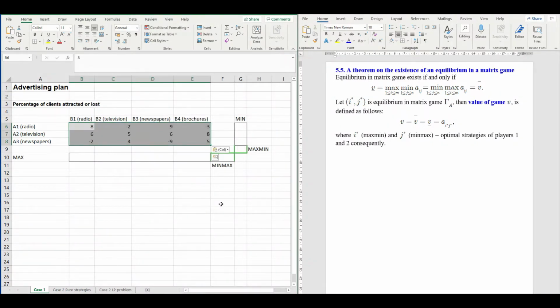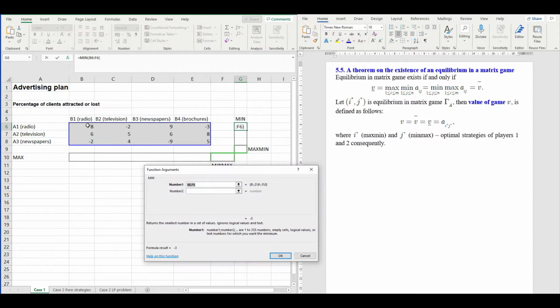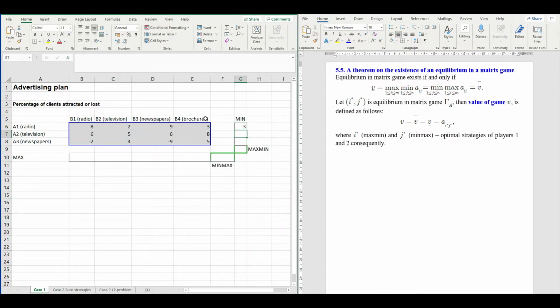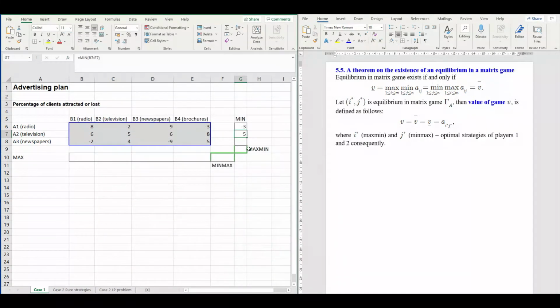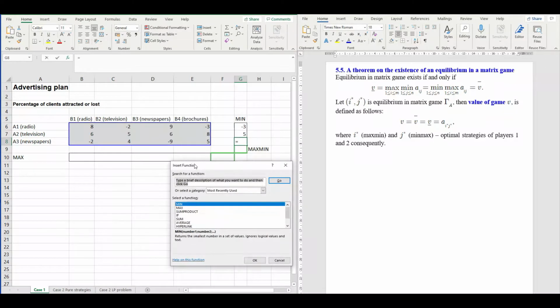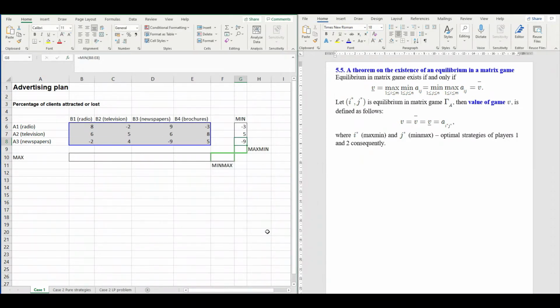And let's consider the minimum values of the first player's payoff for each of his pure strategies. Let's start with the first strategy, radio. The minimum value we will find in the cell G6. For this reason, we will use the Excel function minimum. We consider the values of the first row, and the minimum is -3. Let's consider the second row, and the minimum is 5. And the minimum for the last pure strategy of the first player, when he uses newspapers, is -9.